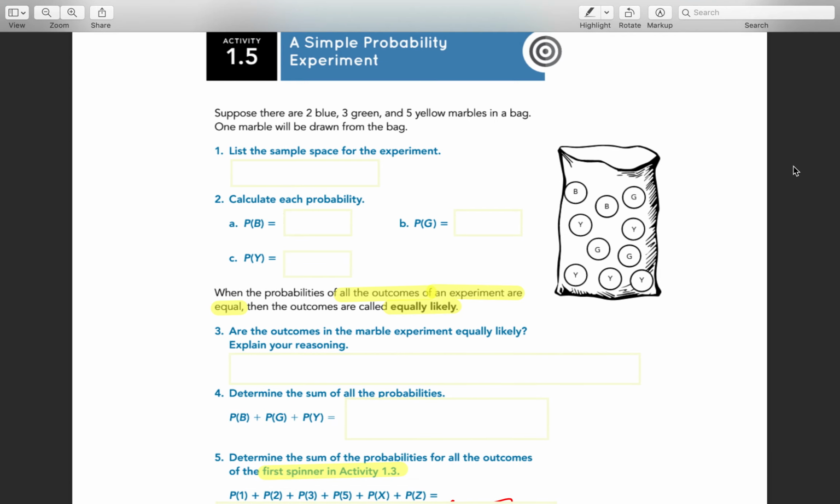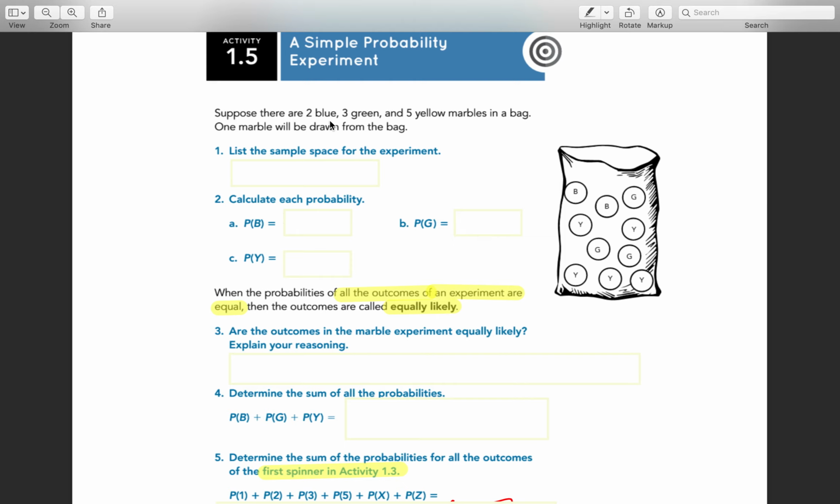Okay, so we're on page 19. Suppose there are 2 blue, 3 green, and 5 yellow marbles in a bag. One marble will be drawn from the bag. So we have 2 blues, 3 greens, and 5 yellow. Let's list the sample space for the experiment.